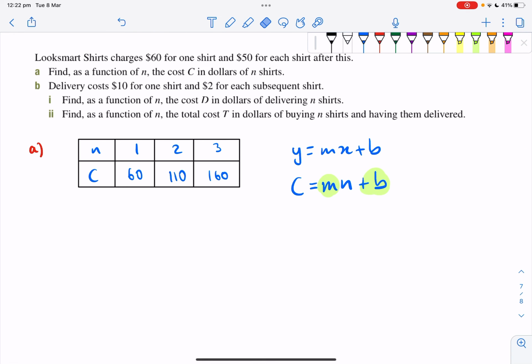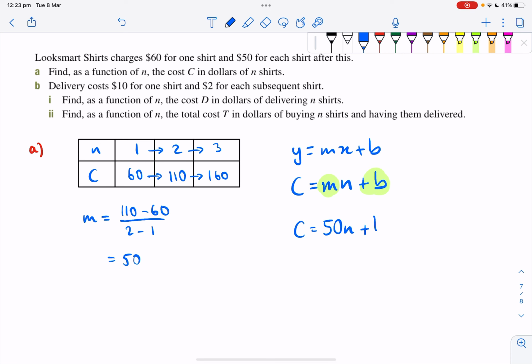Well, let's start with m. M is actually the easiest. M is the difference between these cost values, so long as this is going up by 1. Why is that the case? Because if you use the gradient formula, so if I do 110 minus 60 over 2 minus 1, so this is like y2 minus y1 over x2 minus x1, then I will get 50. Okay, so long as this is going up by 1, then you can just see that the gradient is going to be 50. So now we have C equals 50n plus B.